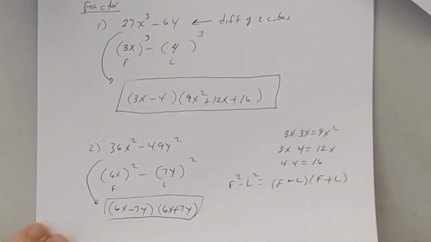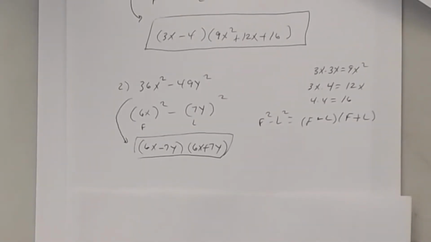All right, number 3. Suppose we had 8x cubed plus 125. What do you look for first? What is the GCF? 1. All right, so then it's not a trinomial, it's a binomial. I have 2 terms. So what do you want to check for? Looking at what you see, what do you think you want to check to see if this is? The sum of 2 cubes.